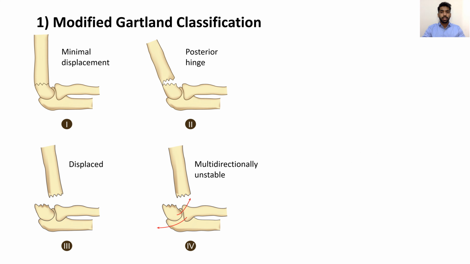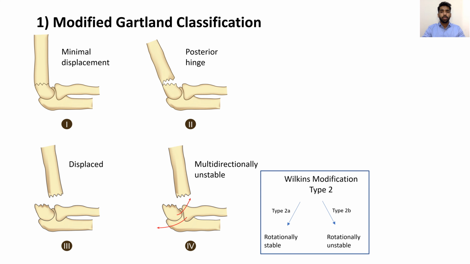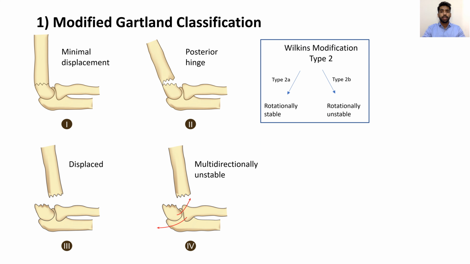The modified Gartland classification is the most commonly used classification for extension type supracondylar humeral fractures. Type 1 involves minimal displacement. Type 2 is a posteriorly displaced fracture with a posterior cortical contact. Wilkins' modification of type 2 also divides it into rotationally stable and rotationally unstable fractures. Type 3 comprises a completely displaced fracture with no cortical contact.